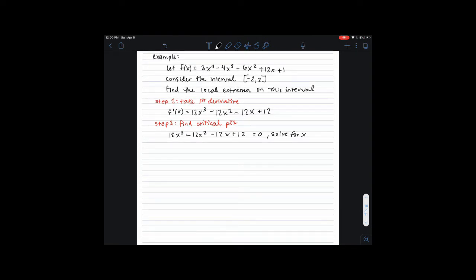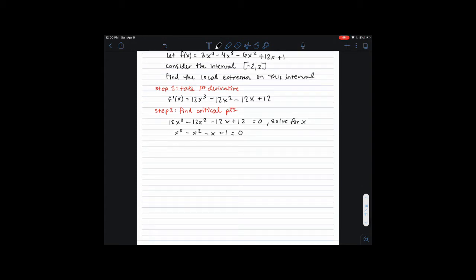We can divide everything by 12 and get x cubed minus x squared minus x plus 1 equaling 0. At this point, if I were you guys, I would just use a computer algebra system like Symbolab to solve or to factor this. And we get x plus 1 times x minus 1 squared, which is equal to 0. We did this example before, actually, so this factoring should be somewhat familiar. And that gives us x equals -1 and x equals +1. Okay?